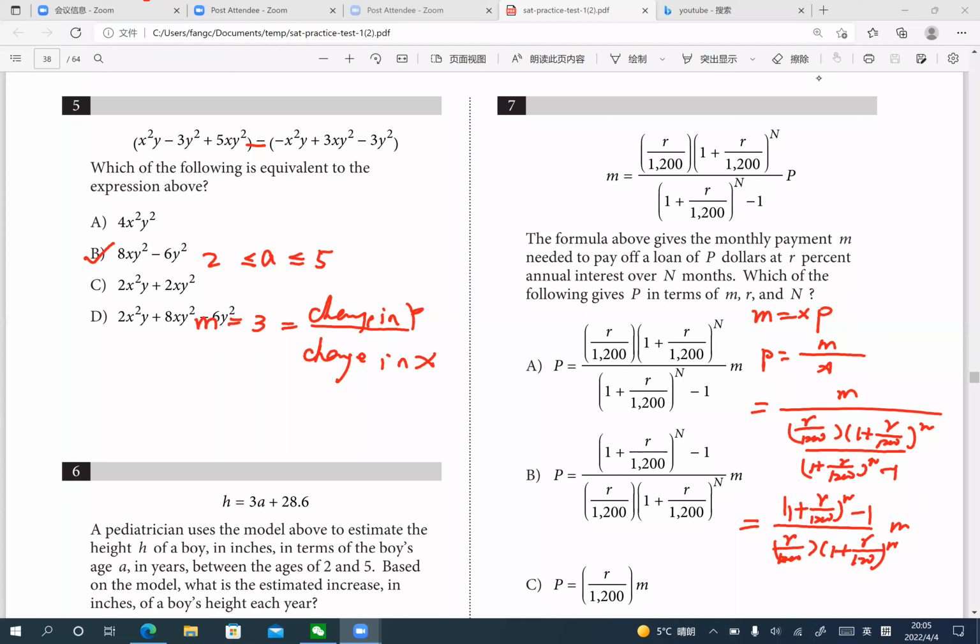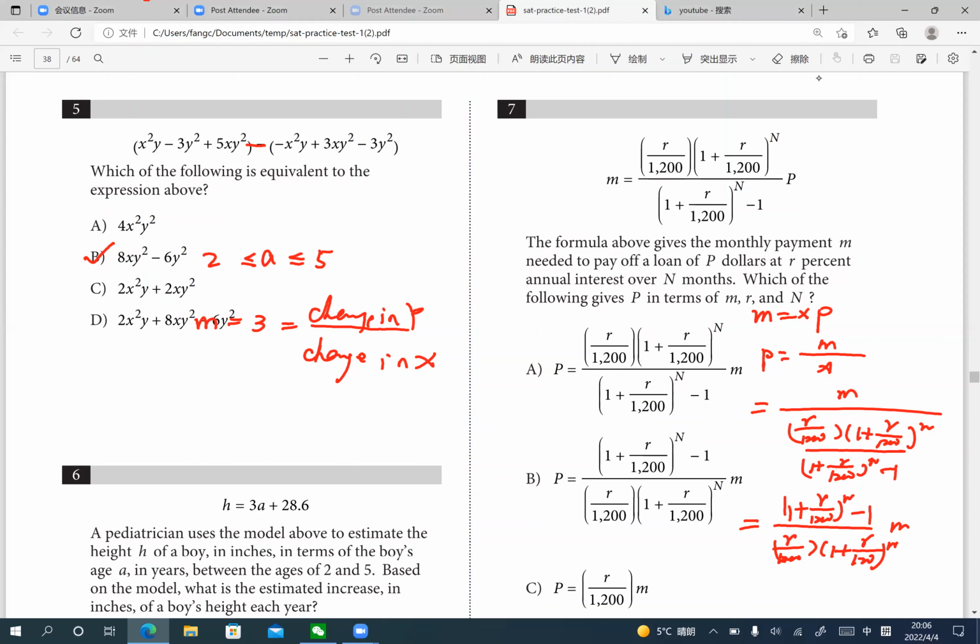Question 7. The formula above gives the monthly payment M needed to pay off a loan of $P at R% annual interest over N months. Which of the following gives P in terms of M, R, and N? From the formula above, we can tell it is a very complicated expression. So we use a technique here. We set this part equal to x, and we consider it as a whole.